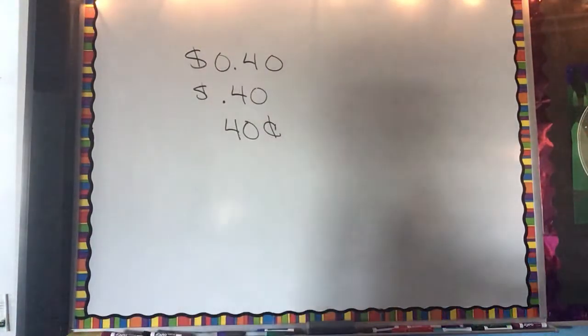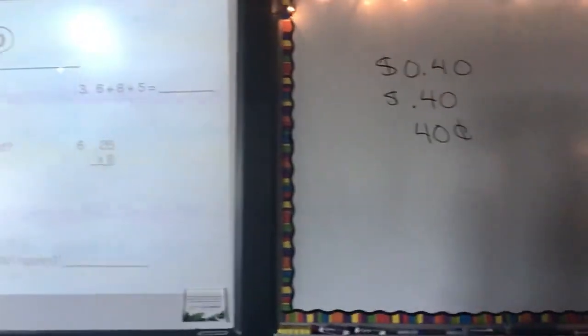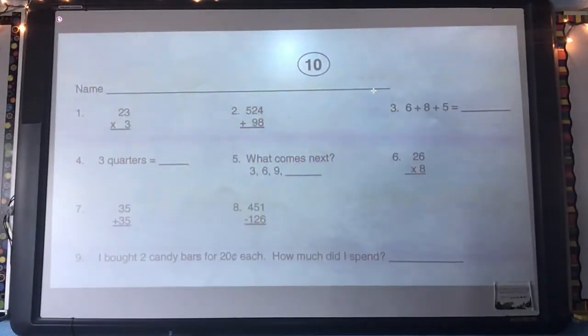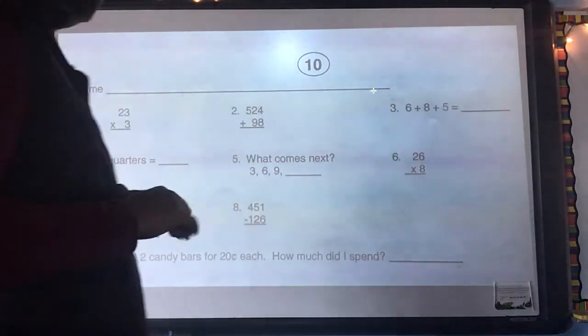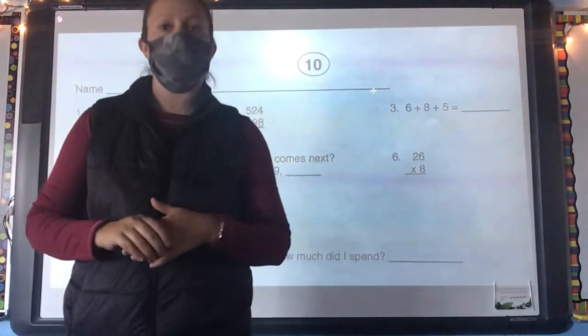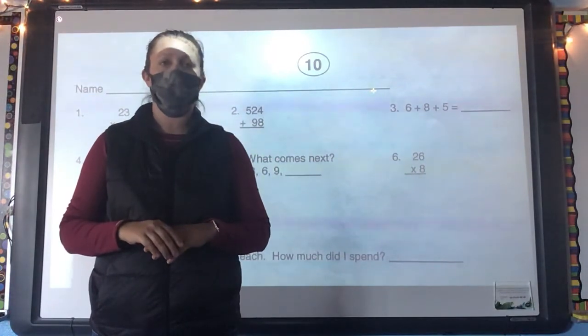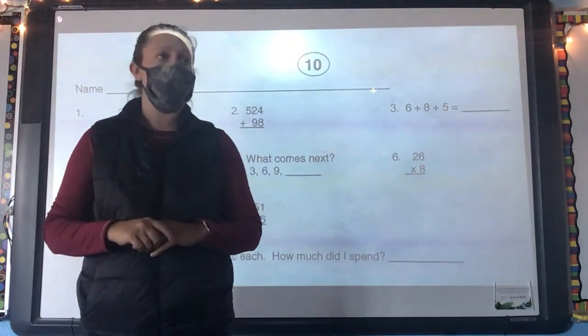All right, ladies and gentlemen, be ready to go for your math test over topic 6 tomorrow. And remember to bring that help sheet that I gave you guys over multiplying decimals. Do you guys have any questions? All right, you have no math homework besides to be ready to go for your test tomorrow.